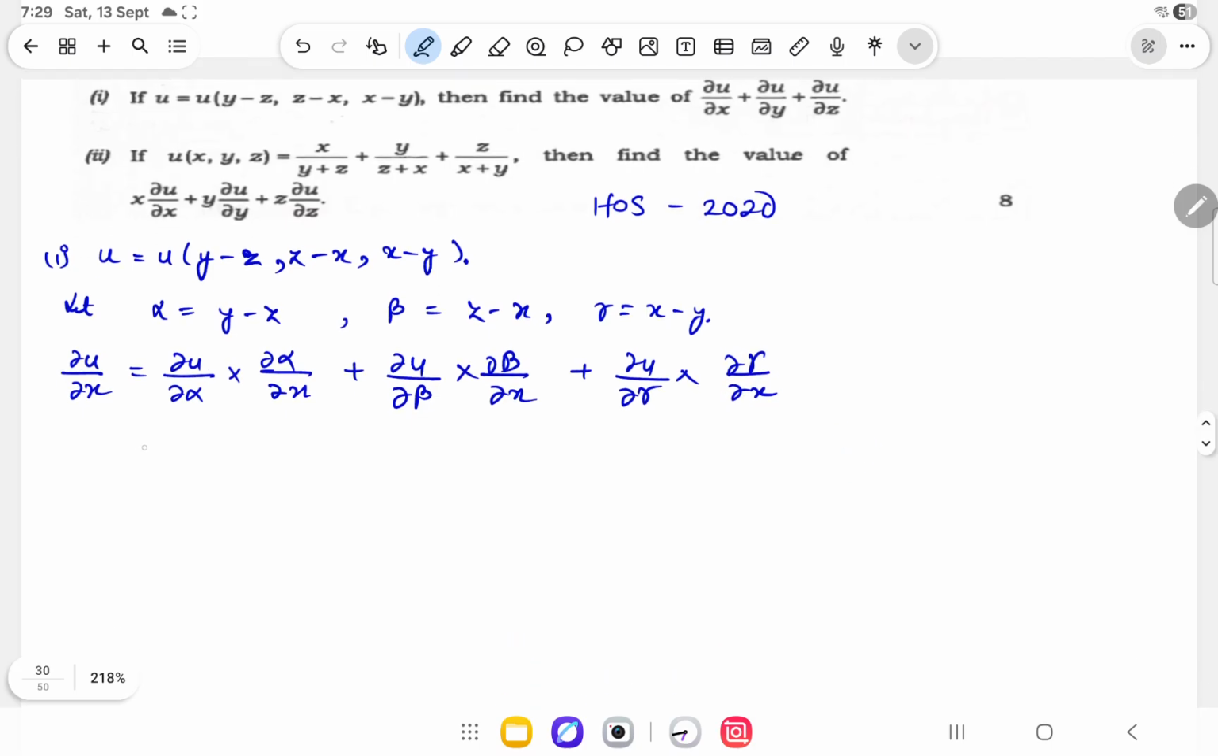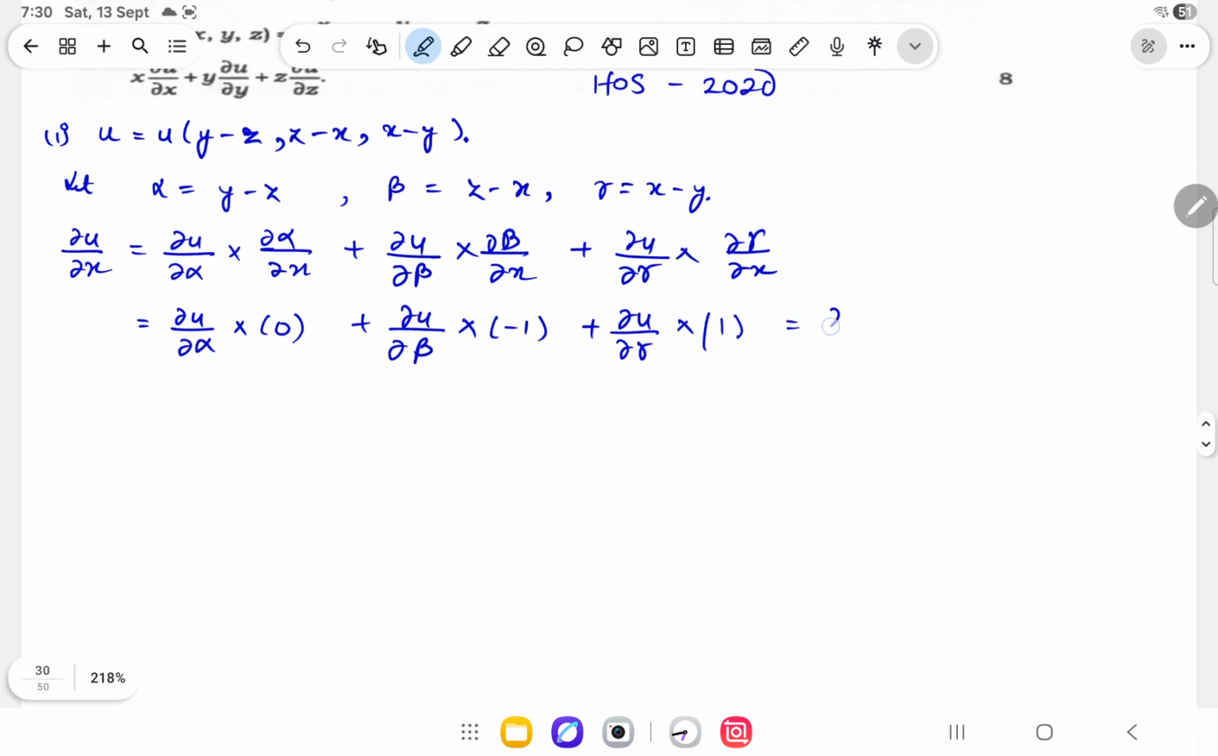So this thing is equal to del u by del alpha into del alpha by del x, which is 0, plus del u by del beta into del beta by del x, which is basically minus 1, plus del u by del gamma into del gamma by del x, which is 1. So this is equal to del u by del gamma minus del u by del beta.